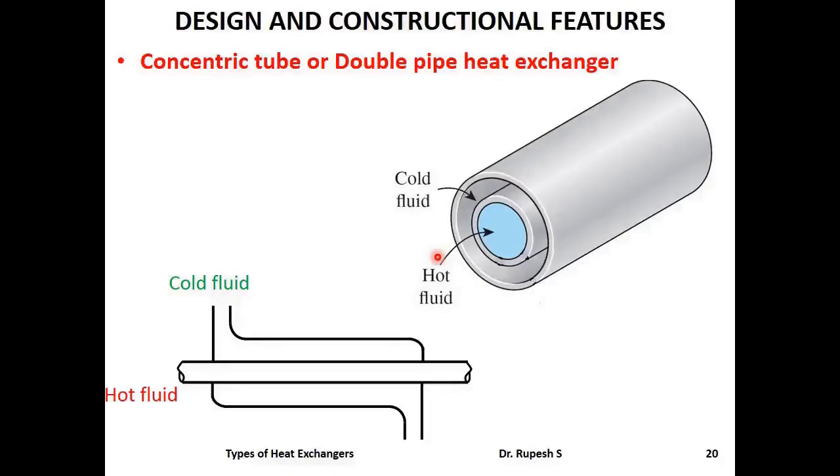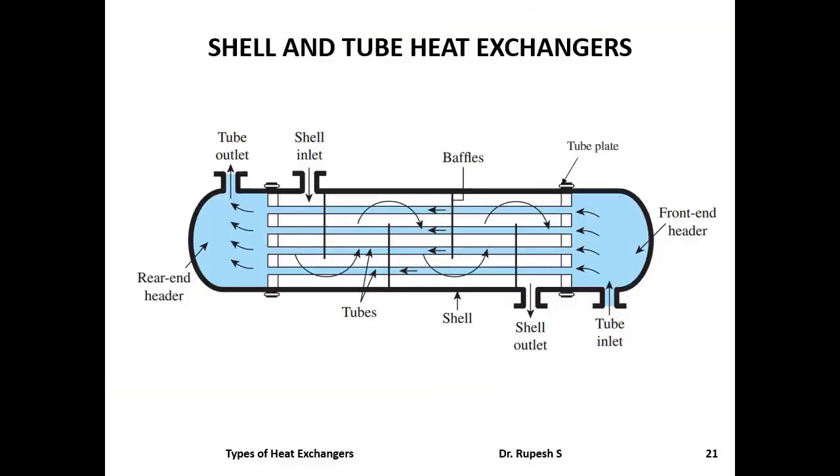As the name indicates, it consists of two concentric or coaxial tubes. Here, one fluid flows through the inner tube and the other fluid flows through the space between the inner and outer tube, that is the annular space between these tubes. In the course of the flow, heat transfer takes place from hot fluid to cold fluid through the wall material of the inner tube. Depending on the flow arrangement and flow direction of the fluids, it can be parallel flow or counterflow type. The next classification based on design and constructional features is shell and tube heat exchangers.